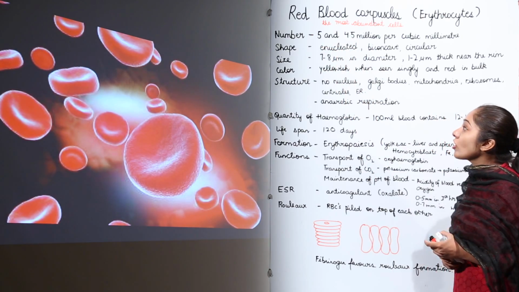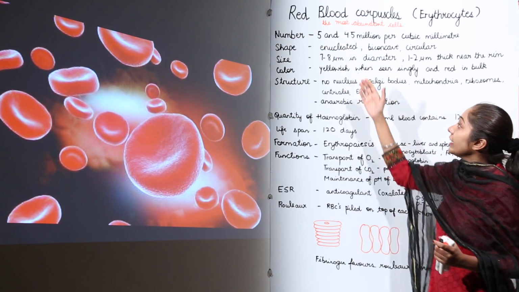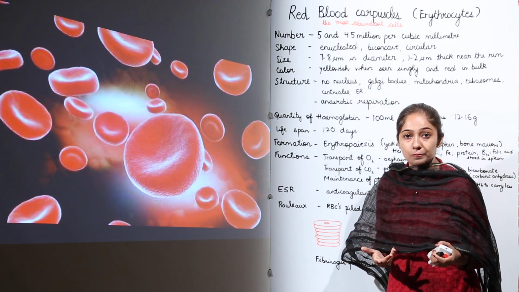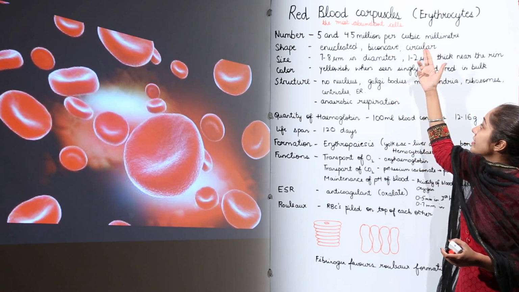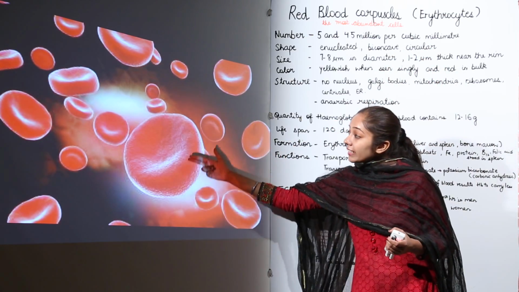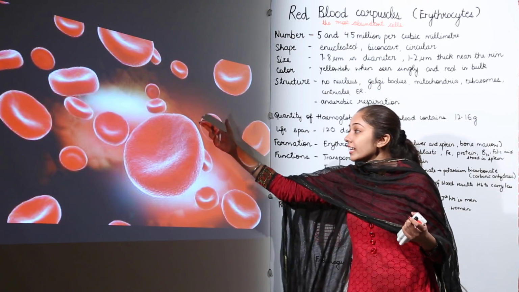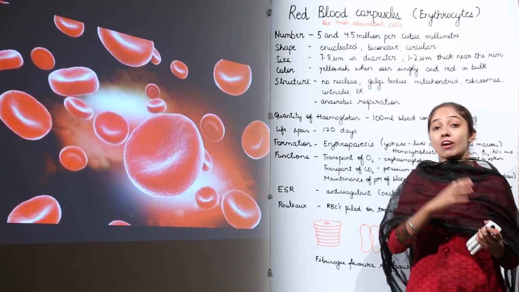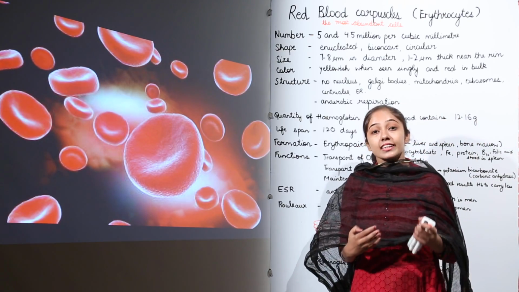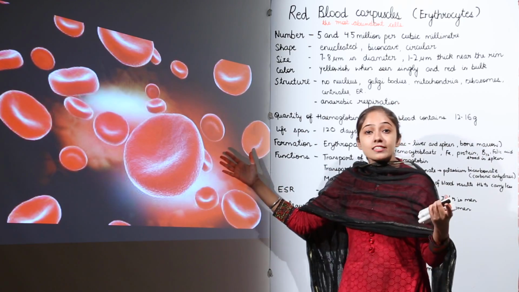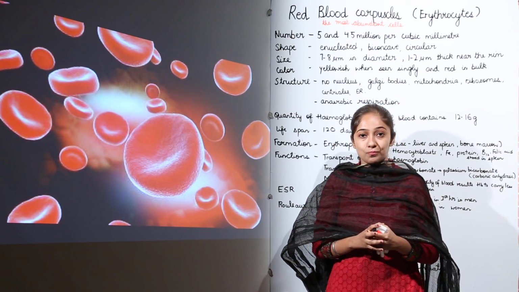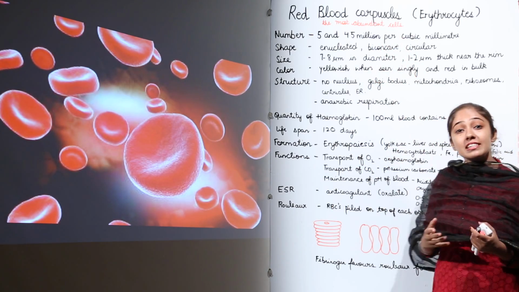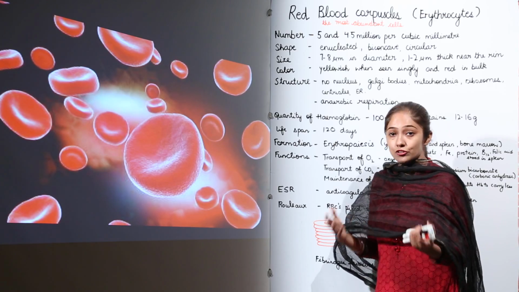Then let's talk about the shape of RBCs. They are enucleated, meaning they are non-nucleated, without a nucleus. They are biconcave and circular. As you can see in the image, they are biconcave in shape. This biconcave shape also provides an advantage to the RBCs, as it provides a larger surface area for gaseous exchange. So the biconcave shape is giving an advantage by increasing the surface area for gaseous exchange.